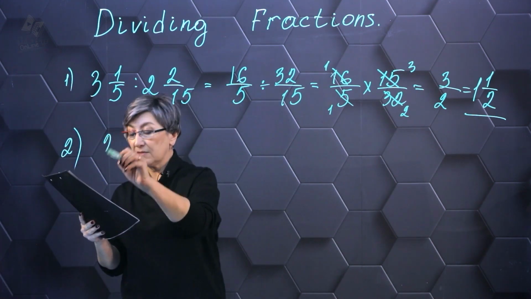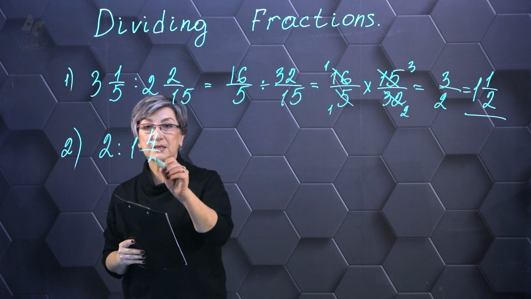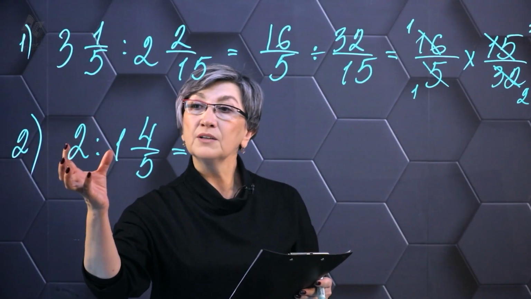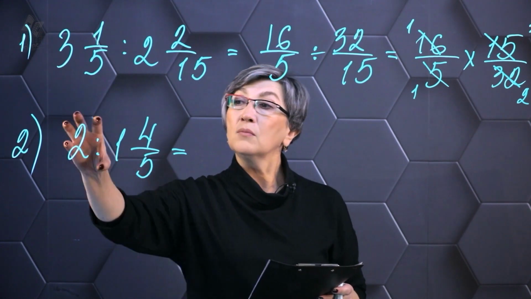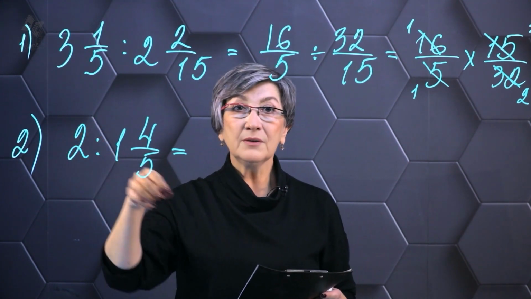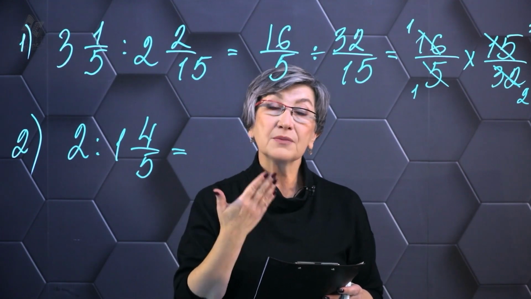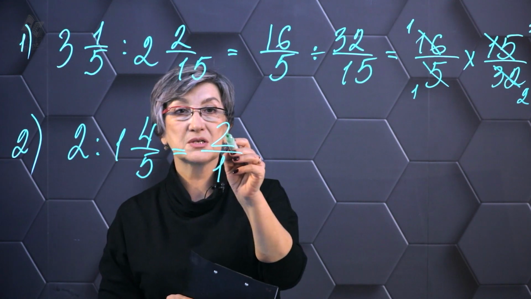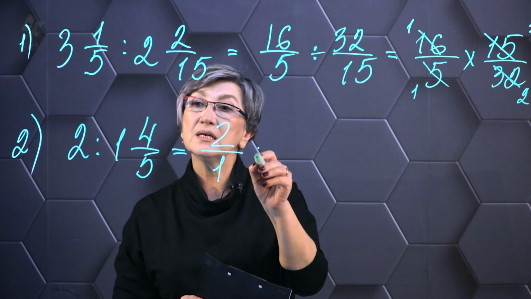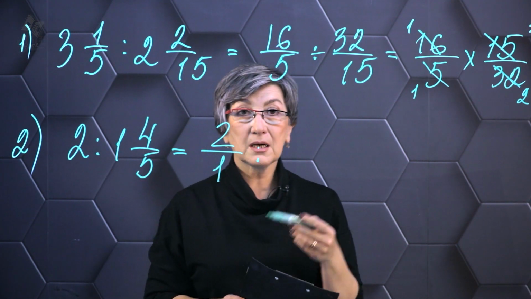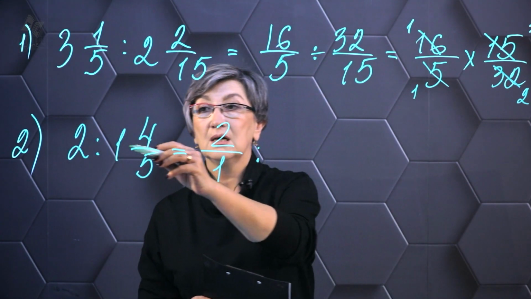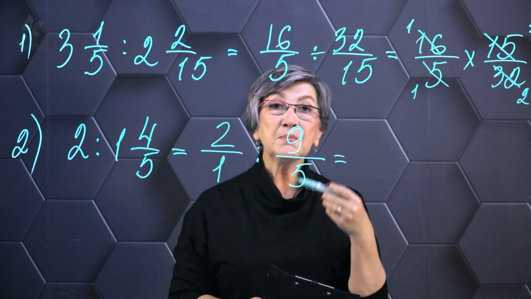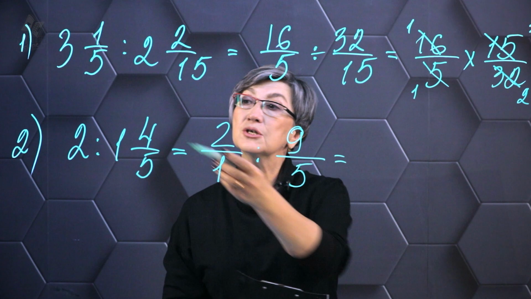Second assignment. I'm going to divide 2 by 1 whole 4/5. Just like multiplication, I need to divide a fractional number by a fractional number, but I don't have a fractional number, so 2 is not a fractional number, and I need to write it down as a fraction. So I write 2 as 2 over 1, then I divide it by 1 whole 4/5. And that's a mixed number. I have to convert it. 1 times 5 is 5 plus 4 is 9, so 9/5.